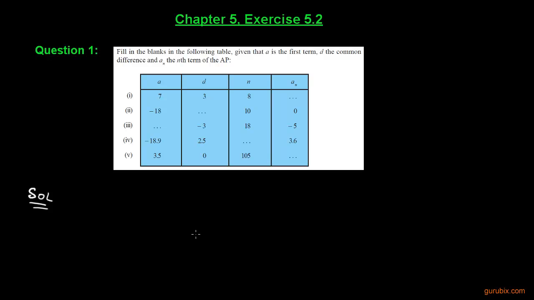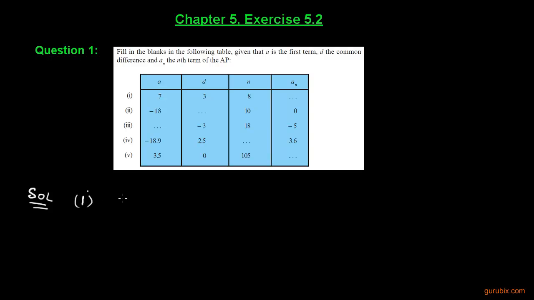Here is question number 1 of exercise 5.2 of chapter 5. This question asks us to fill in the blanks in the following table. In this table, A is the first term, D the common difference, and AN is the nth term of the AP. This question contains 5 parts, so we have to solve 5 parts of this question. Let us start with the first part.